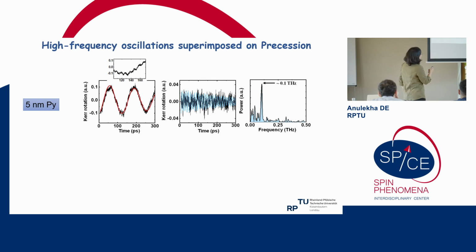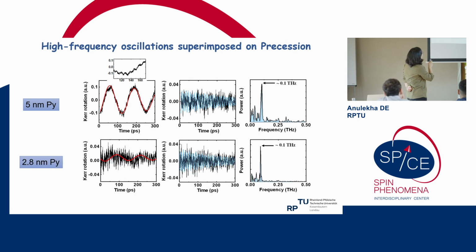Then we can see some high frequency oscillations superimposed on top of this precession. This inset is a zoomed view of one portion of this data set. There you can see that on top of the precessional background, there are some high frequency oscillations present. We then subtracted this precession or ferromagnetic resonance background, and did the fast Fourier transform of this background subtracted data. Then we can see that there is one peak around 0.1 terahertz.